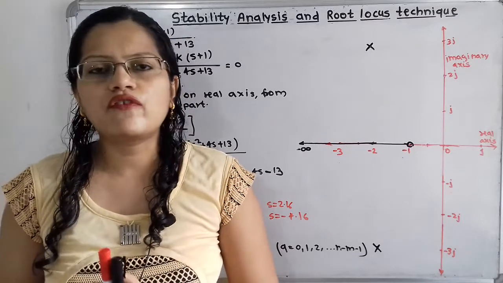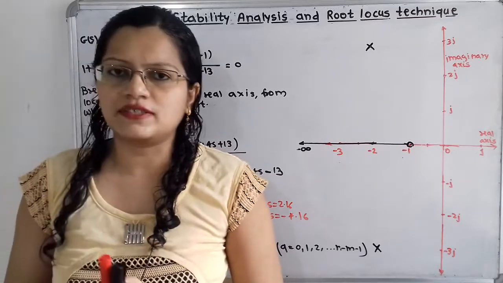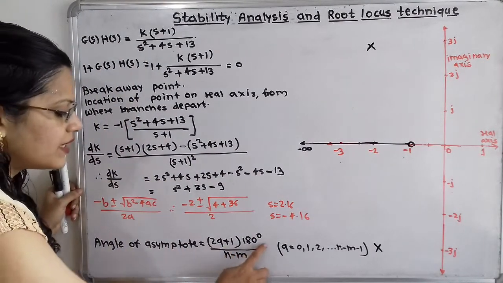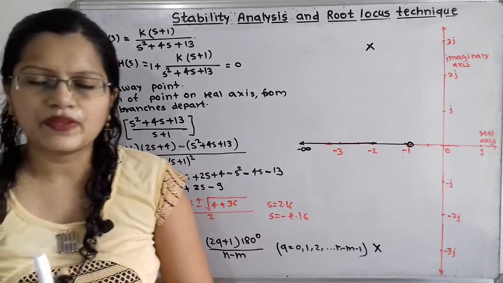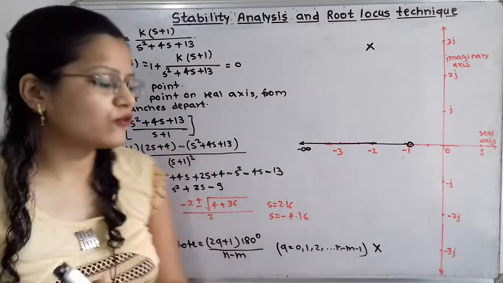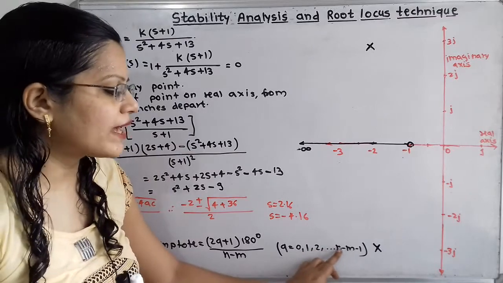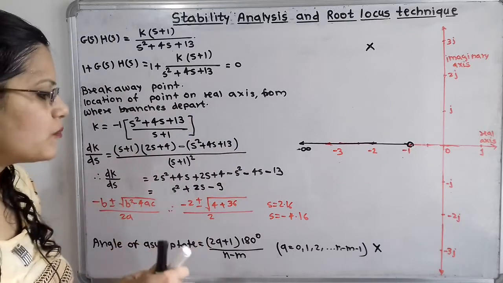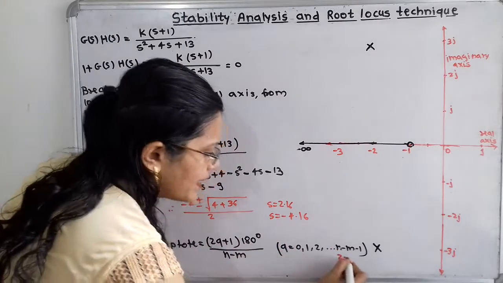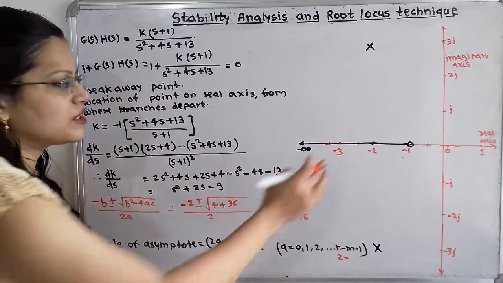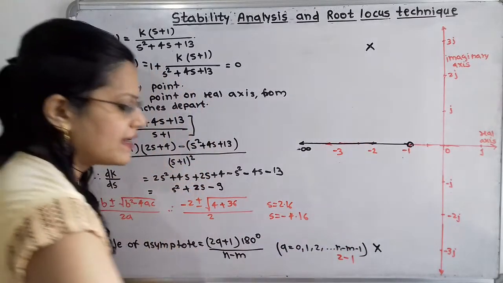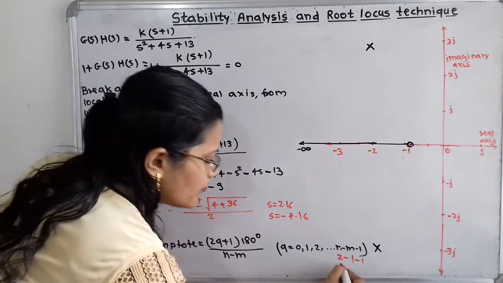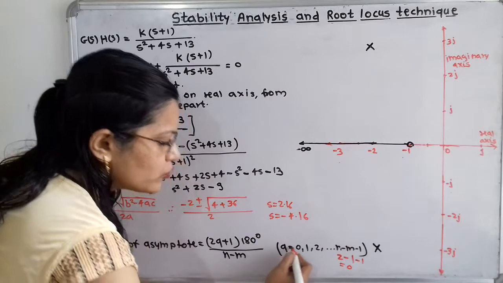Now we will move to the calculation of the angle of asymptote. So what is the formula? Angle of asymptote = (2q + 1) × 180 degrees divided by (n - m), where the value of q we have to take from 0, 1, 2 up to n - m - 1. So n is nothing but the number of poles, and m is the number of zeros. I will put the value here. Number of poles is 2, and m is only 1 zero, and then minus 1. So 2 - 1 - 1, that is 2 - 2 = 0. So we have to take only q = 0.